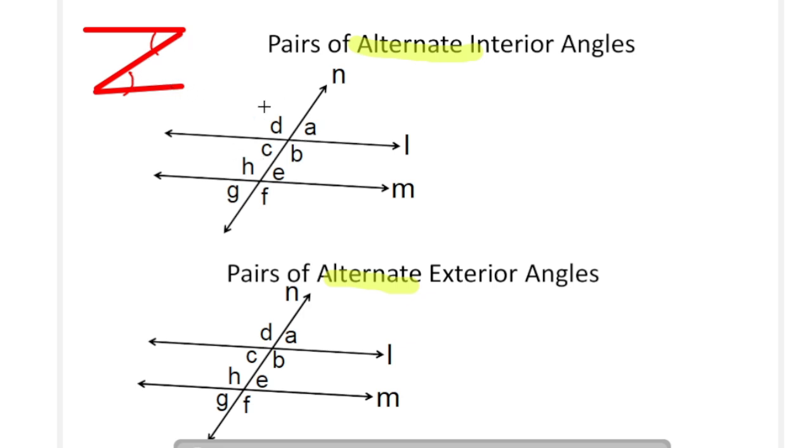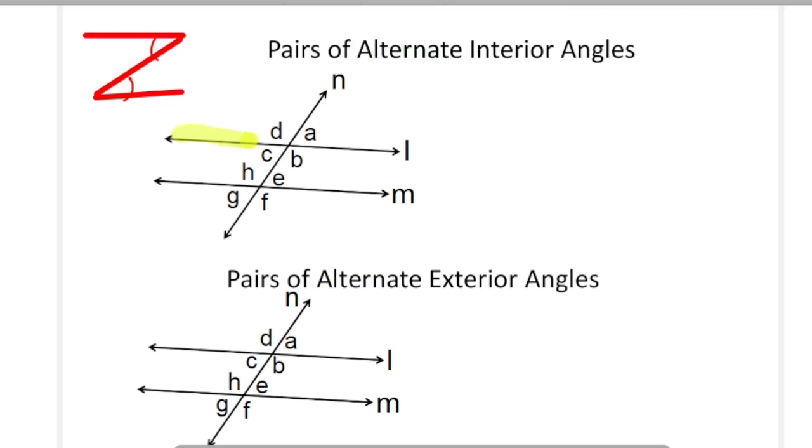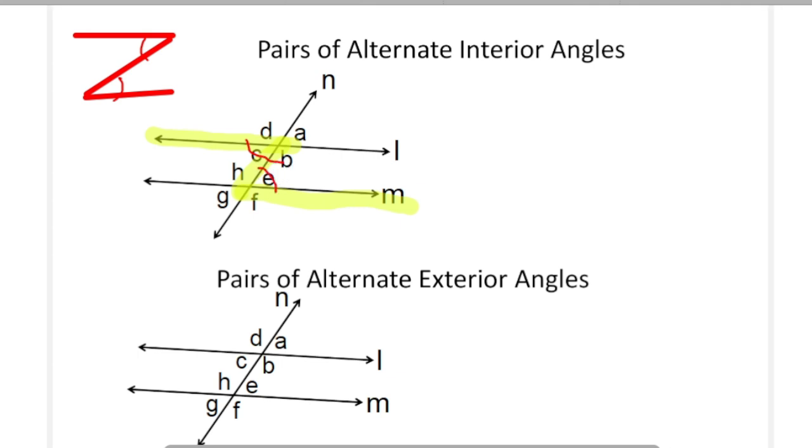Now from this figure we will find the alternate interior angles. See here, it is forming a Z shape. See this angle C and angle E. Angle C and angle E is the first pair of alternate interior angles.